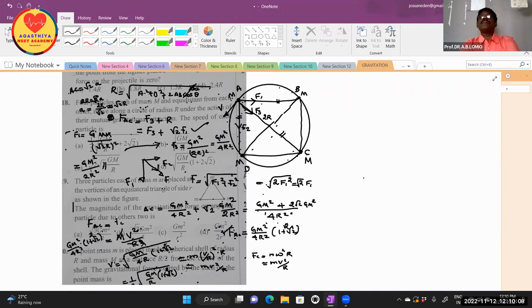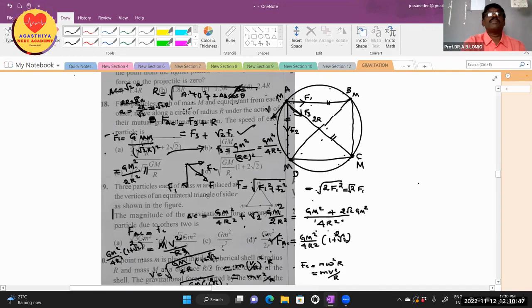Since the distances between A and B and between A and D are equal, the magnitudes of the forces will also be equal. F1 and F2 are equal. Therefore, F1 squared plus F2 squared becomes 2 times F1 squared. When you take the root, it becomes root 2 F1. This is the resultant of F1 and F2. Then we need to calculate F3. We add both.